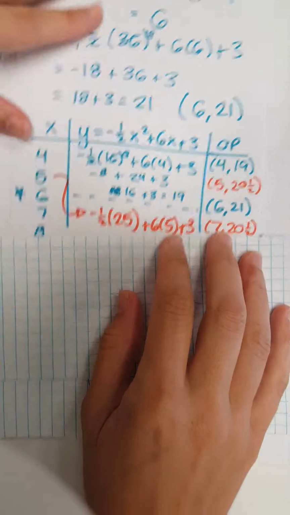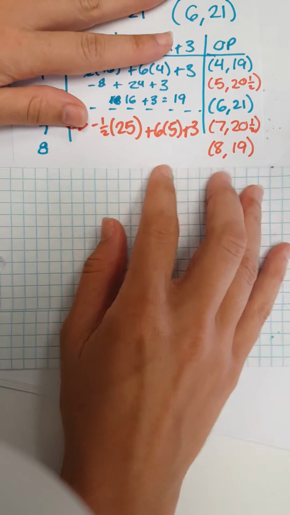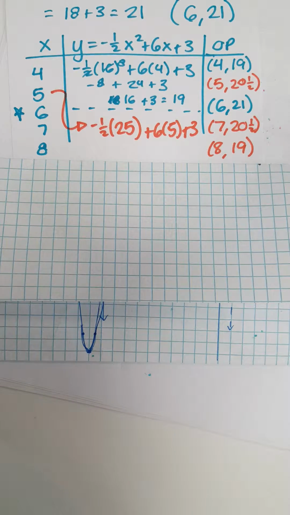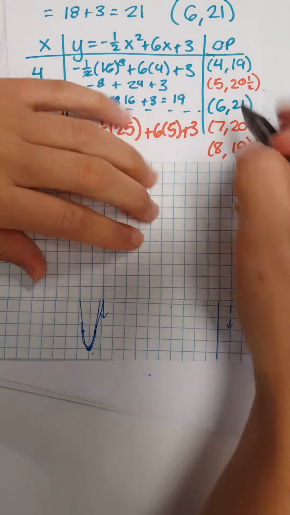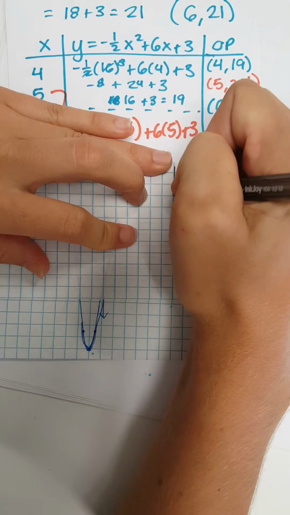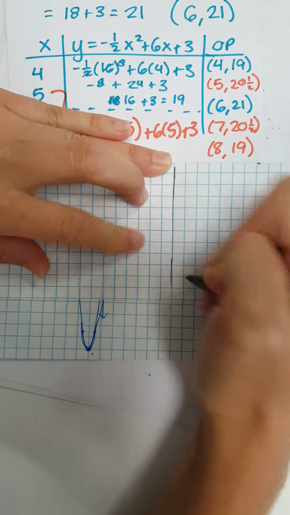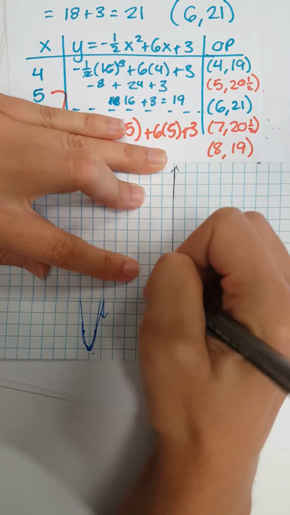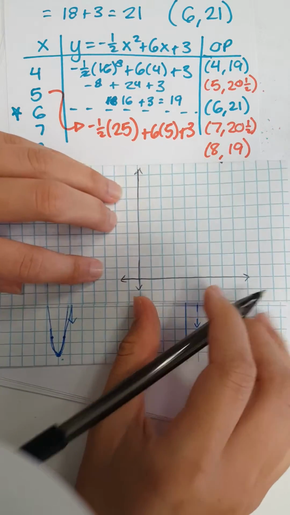Okay. Move this up. Okay, so let's see here, we're all in the positives for x, all in the positives for y, so I'm just going to draw that then. Make sure you're using a ruler when you do this. Okay, so let's see here.